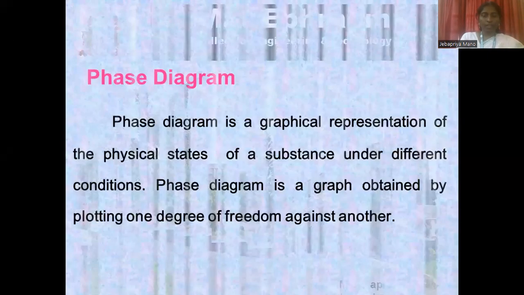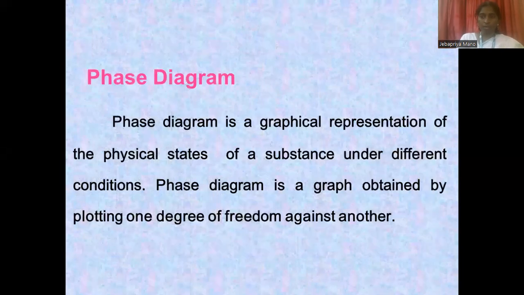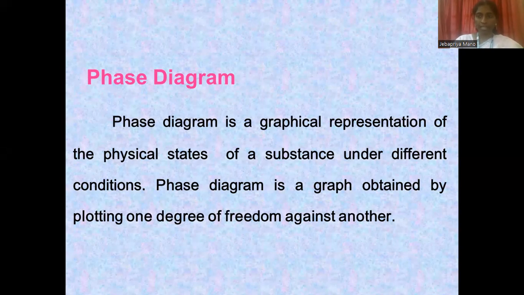We have already seen the phase rule, that is Gibbs phase rule, and today we are going to see about phase diagram. Phase diagram is a graphical representation of physical states of a system under different conditions. Phase diagram is obtained by plotting a graph with one degree of freedom against another. So what is a phase diagram? Phase diagram is used for explaining the different physical states of the system.